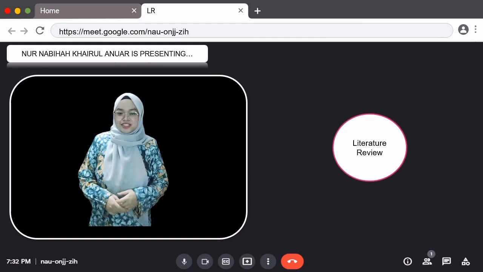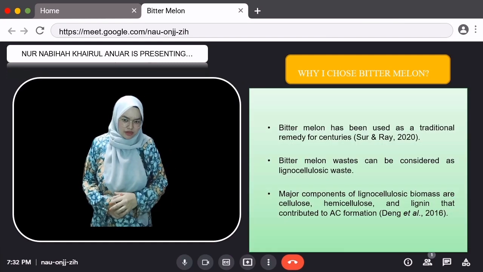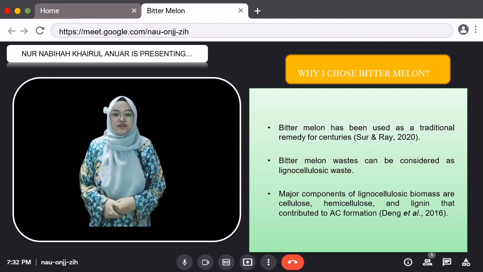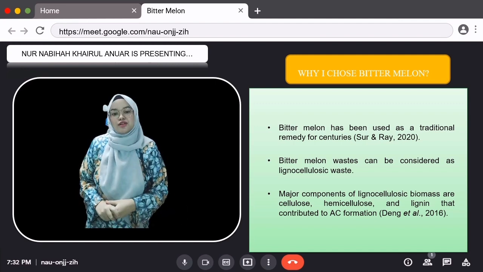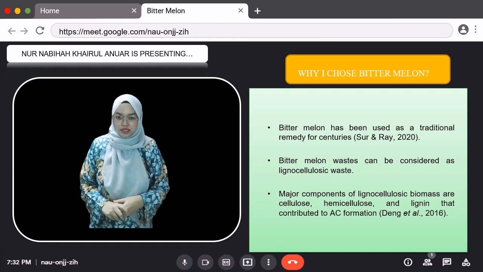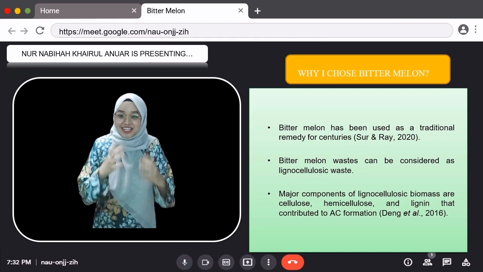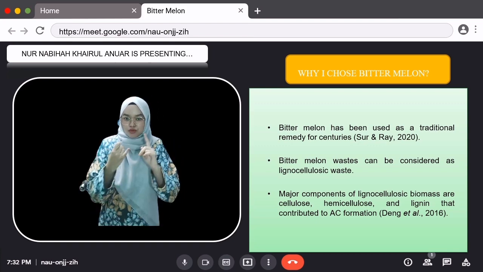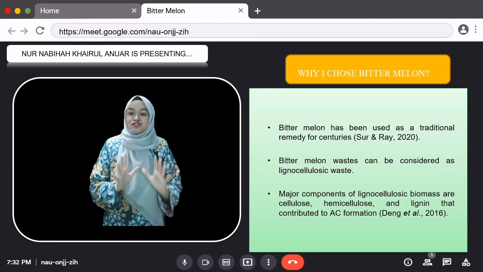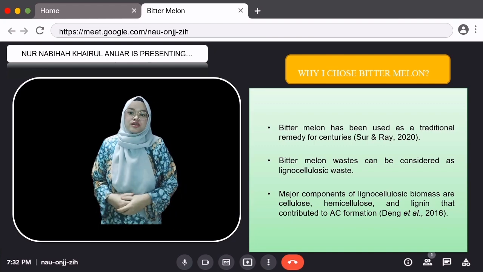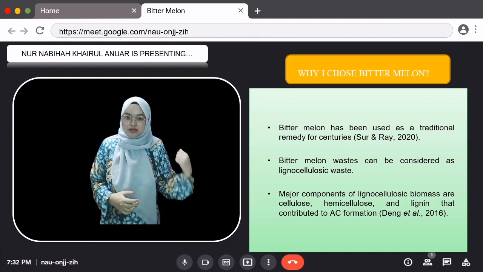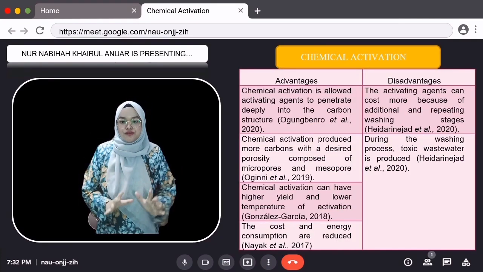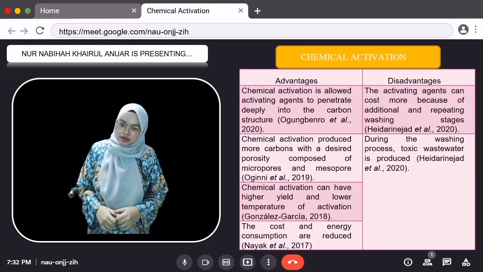We move on to the literature review. Why I chose bitter melon? Bitter melon has been used as a traditional remedy for centuries and includes a variety of bioactive compounds. Bitter melon waste can be considered as lignocellulosic waste because of the way it is discarded, leading to environmental problems. Major components of lignocellulosic waste are cellulose, hemicellulose, and lignin that contribute to AC formation. Based on the review of previous research, the composition of the precursor is essential to be chosen as AC. In this review, chemical activation is chosen.